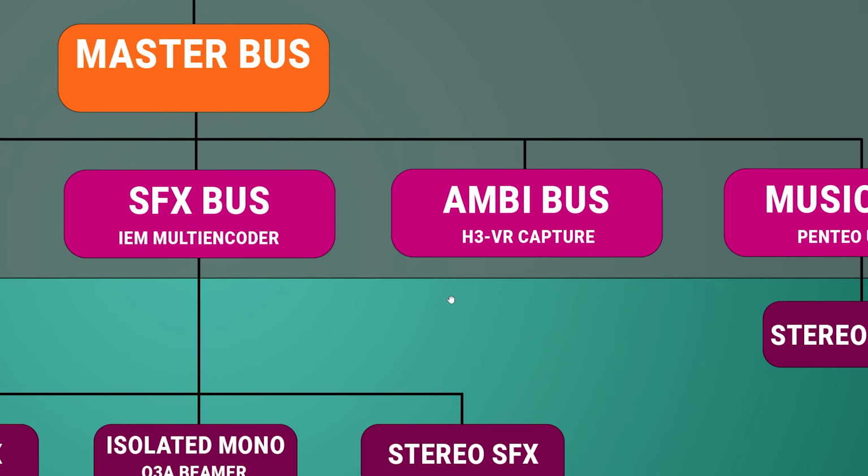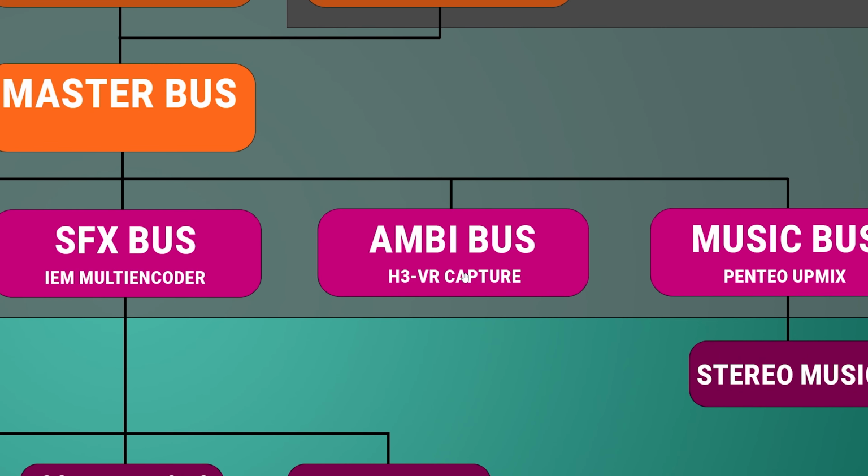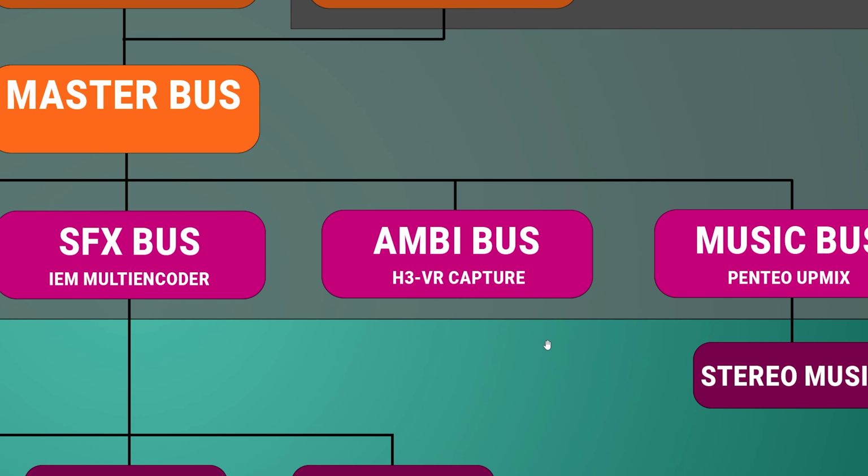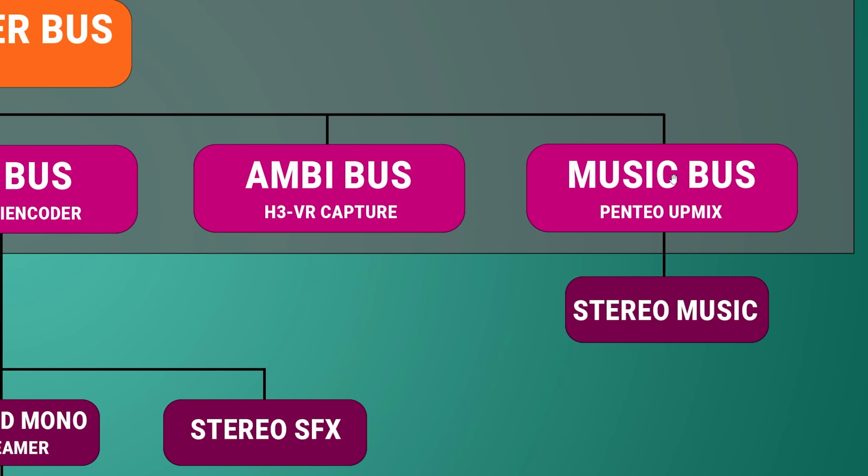Now we also have ambience, so in this case ambi is standing for ambience, not Ambisonics, but this ambi bus has H3VR recordings, so these are recordings that I did that are in Ambisonics B format already, so because they're in Ambisonics B format we can just slap them in there and they can route straight to our bus and they'll be interpreted properly because they're already in the right format. And then lastly, we have music.